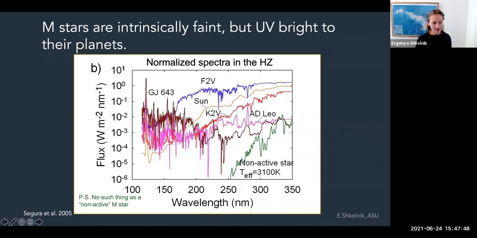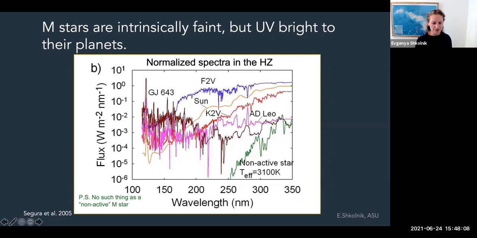And this plot from Segura et al. 2005 shows this very clearly, where you have the sun here in the yellow curve, and in the far ultraviolet, specifically AD Leo, an active M star, and GJ436 are much higher, orders of magnitude higher in the far UV. And that's also the case for the extreme UV as well.